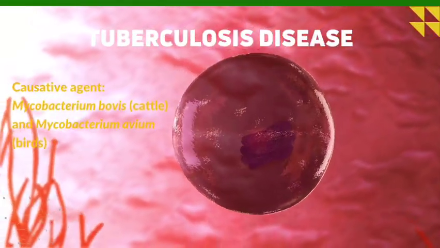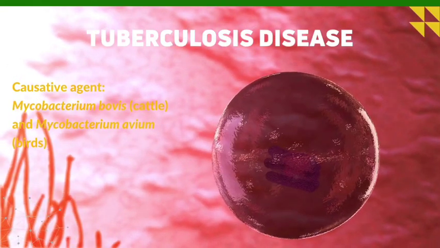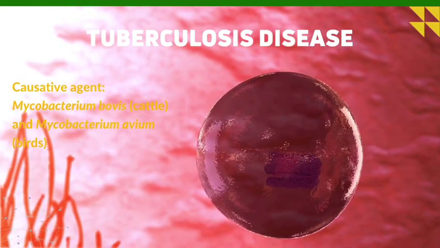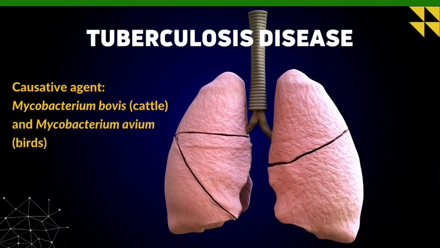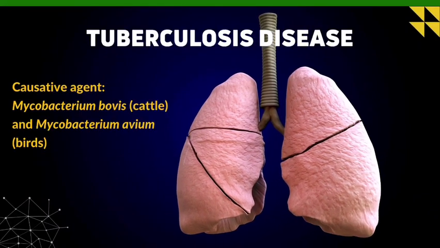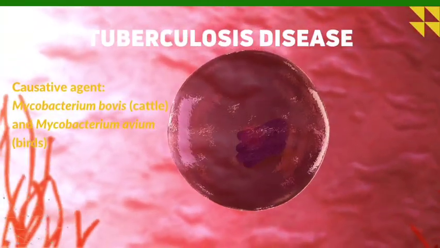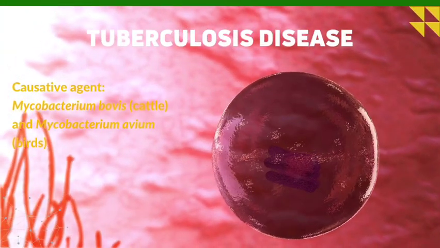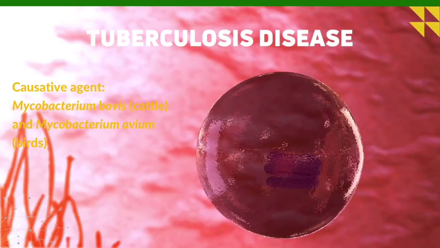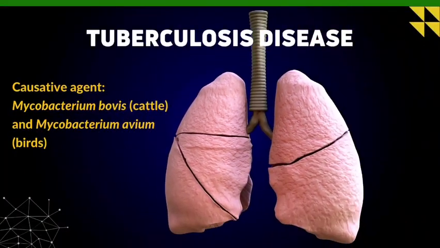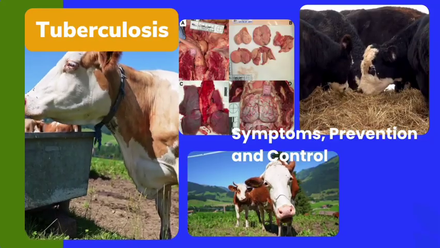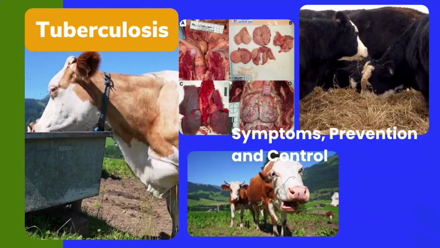Now, the next one is tuberculosis disease, which is mostly caused by Mycobacterium bovis and Mycobacterium avium. Now, tuberculosis is common to cattle, is also common to birds. Tuberculosis is also common to humans, which means that tuberculosis is also a zoonotic disease. It can be transferred from animals to humans.